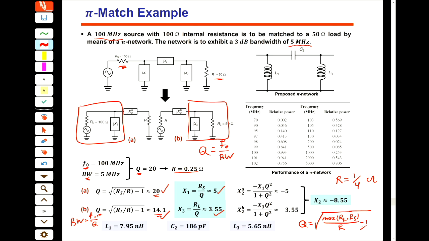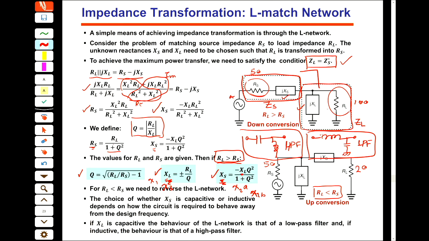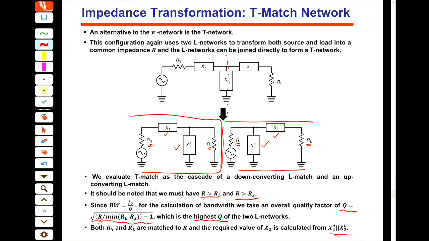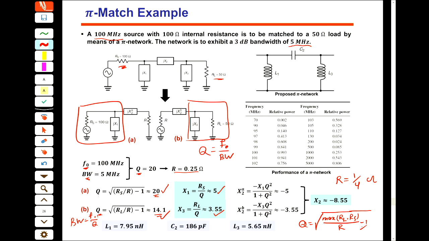From this formula. X1 is coming from RS by Q. So in that circuit RL is RS. So in this circuit, which one is RL? I mean, this is in parallel with this one. In this circuit, this is in parallel.